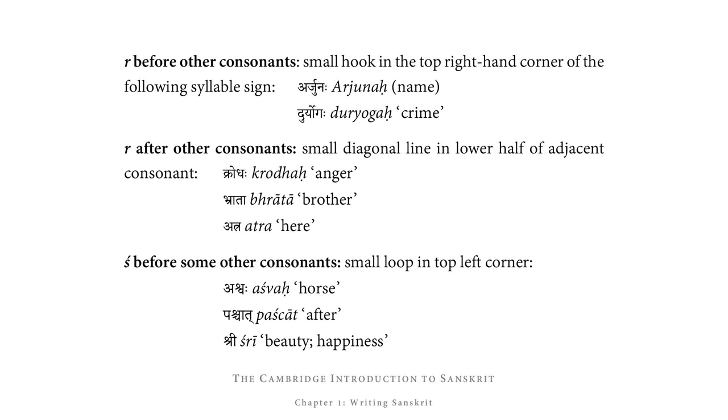You can find that same little loop on top of the sign for ch in the word paschat, which means after, and you can find that same little loop combined with the small diagonal line that is used to indicate an r after another consonant in this next word, which is shri, which means beauty or happiness. And so again, you have the small loop on top, and then you have the small diagonal stroke at the bottom, and that gives you shri, and that is followed by the sign for the long vowel E. So we have shri.